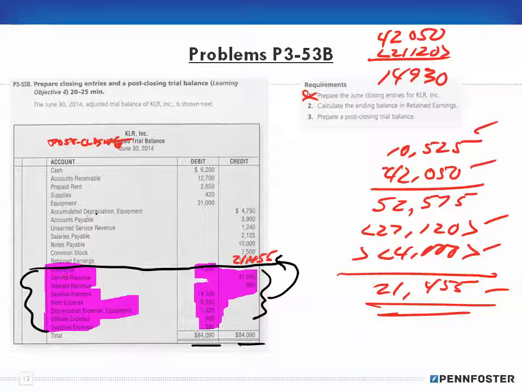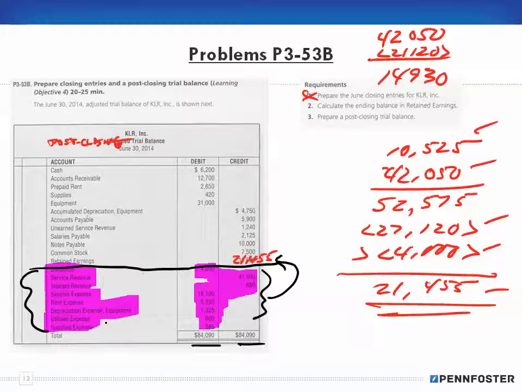But when it comes to the post-closing trial balance, if you had put these accounts in with balances of 0, is that wrong? No, but just realize that's a lot of unnecessary work. That's why you'll often see the post-closing trial balance drop all of those off, because it's understood that you've made these closing entries and those balances are 0, so why do the work and put it on there? So that's it for this chapter.